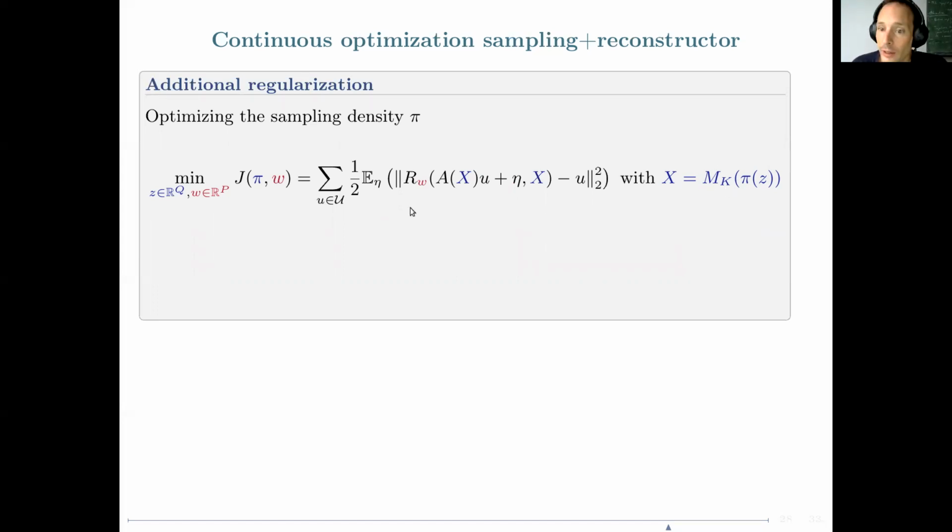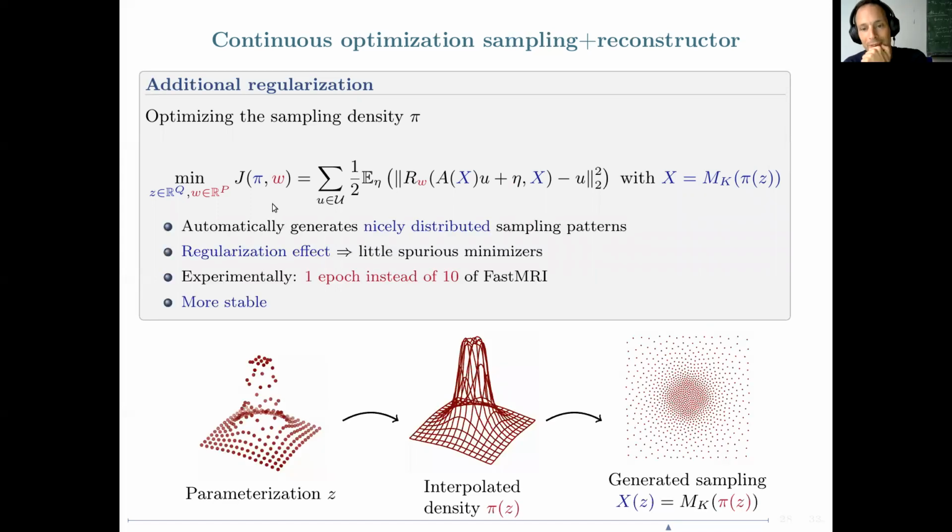Okay, this is a new optimization problem, and it has a few assets. So here is the illustration. This would be the parameterization z. For instance, you can parameterize the density with splines. From those spline coefficients, you generate a continuous density pi. And from this, you generate a feasible sampling scheme, x of pi of z.